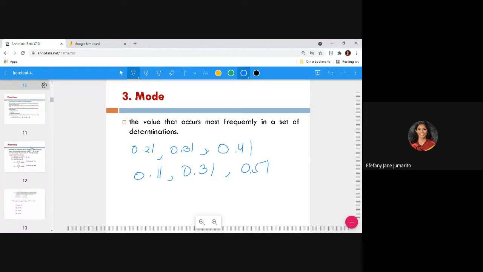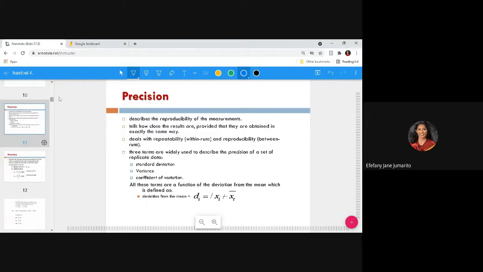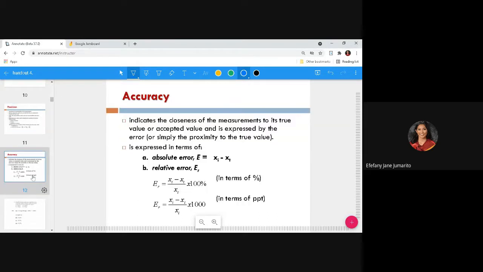Okay, so if you have that data, then they use this mode especially if the values repeat and there's no outlier. Here 0.31 appears very often, so they will use the mode in identifying their data. So we also have here precision and accuracy.